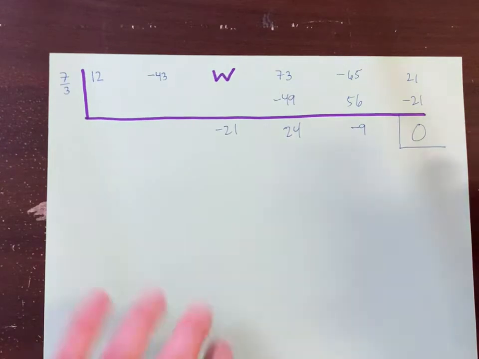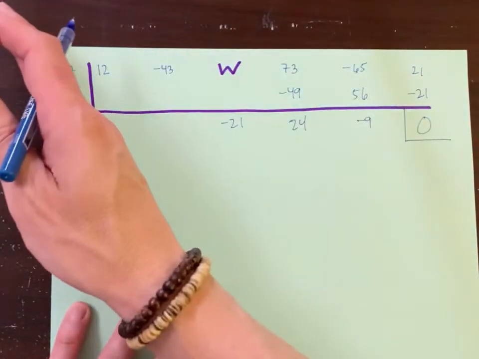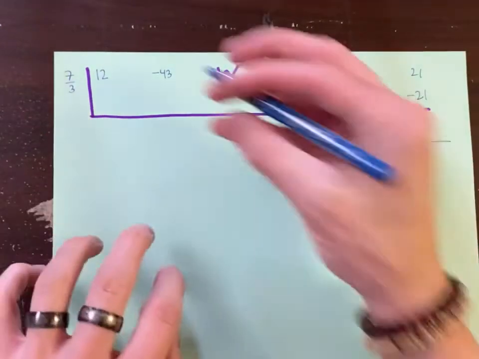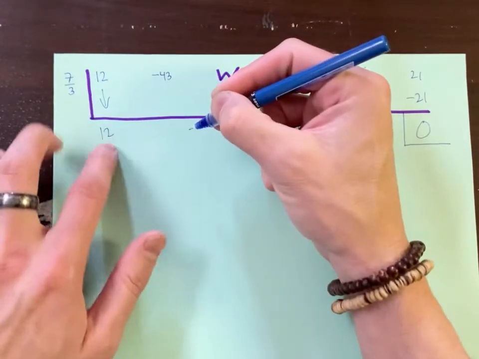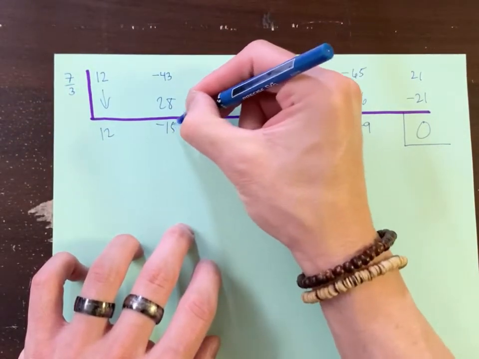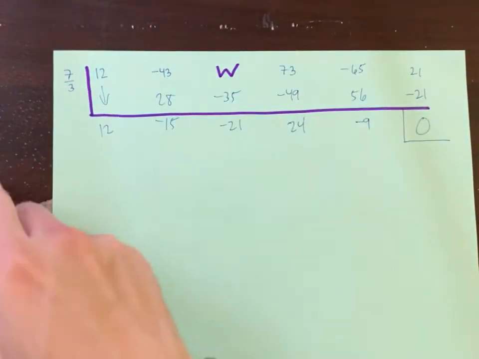And as a matter of fact, why don't I stop here and go this way this time? You see, you don't have to go completely this way. You can go this way a little and this way a little and meet in the middle. So let me drop the 12. And 12 times that is going to be 28. And this is negative 15. And that times that is negative 35. And then here is where I stop.